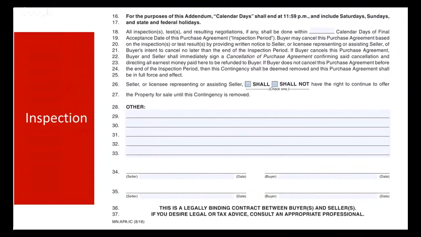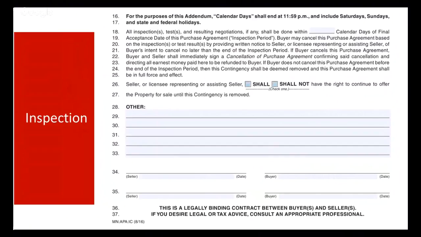The buyer may cancel this purchase agreement based on the inspection or test results by providing written notice to the seller or the seller's agent of the buyer's intent to cancel no later than the end of the inspection period. Now this next sentence I read is a huge differentiator between this inspection addendum and the previous one. If the buyer cancels purchase agreement, seller and buyer will immediately sign a cancellation of the purchase agreement. Earnest money will be refunded.